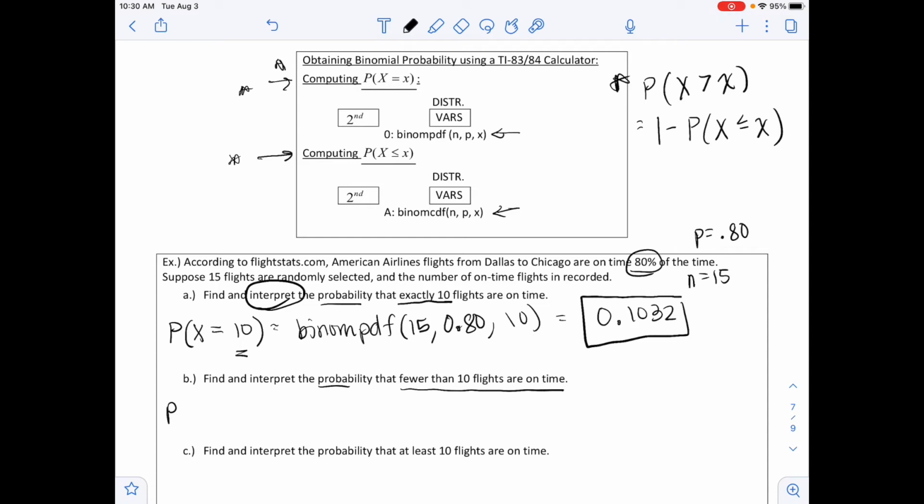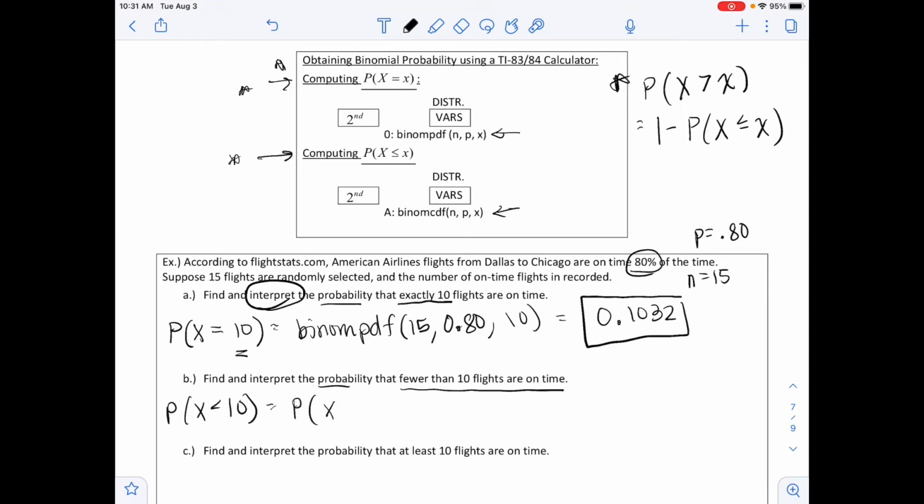So probability that, and fewer means less than 10 flights are on time. Now looking at the calculator steps up above, it does look like binom CDF. However, this binom CDF, remember, cumulative distribution function, is that value and everything below it. So it needs to have a less than or equal to symbol, which this one doesn't have. So I'm going to rewrite this.